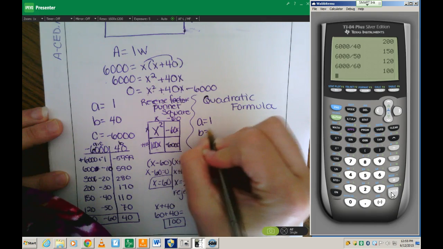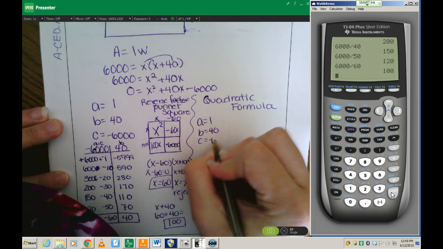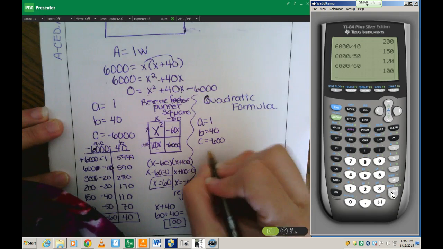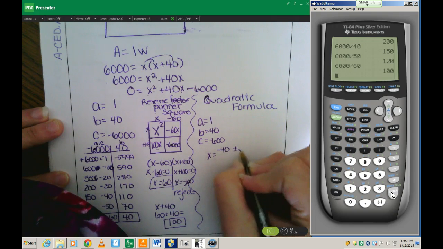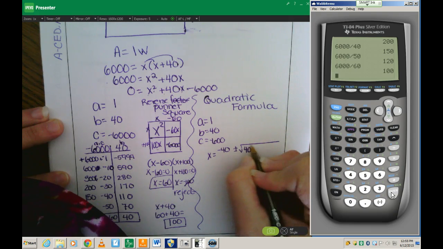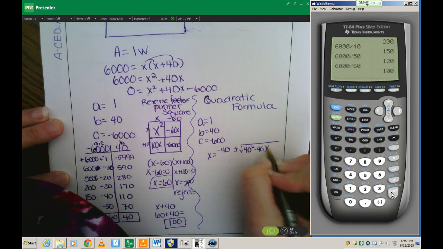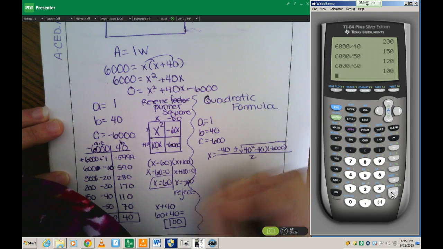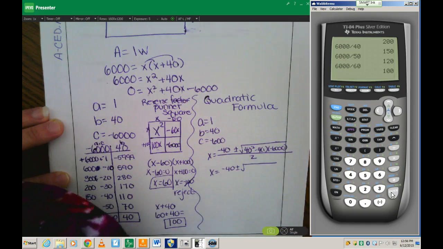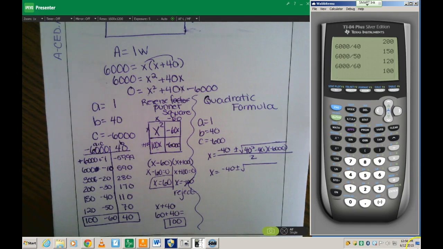Here's our quadratic formula. It's going to be x equals the opposite of b plus or minus radical b squared minus 4ac all over 2a. So on my calculator, I'm going to just type in everything underneath the radical. Let's just do it this way.